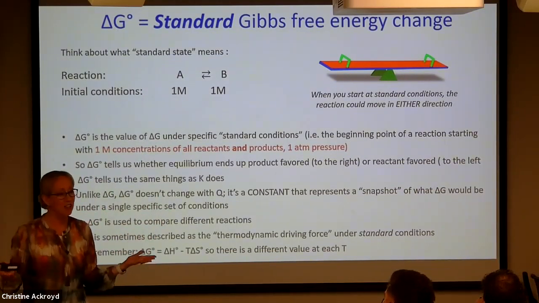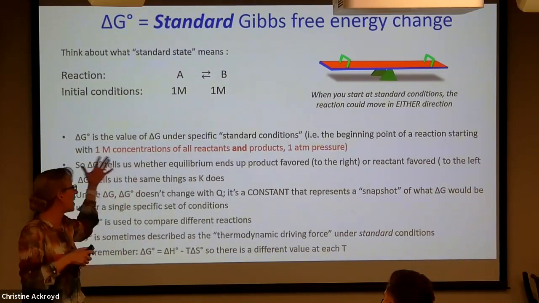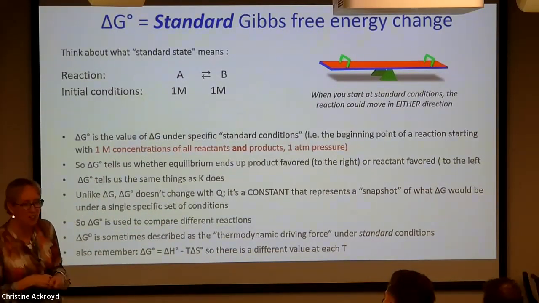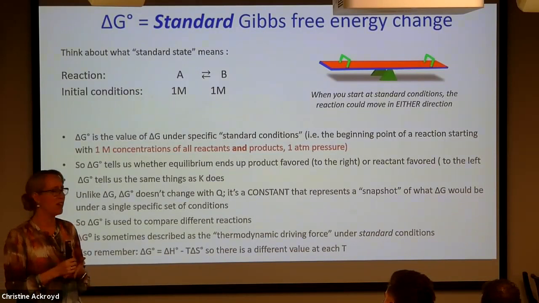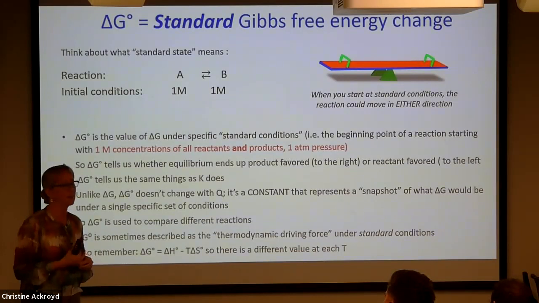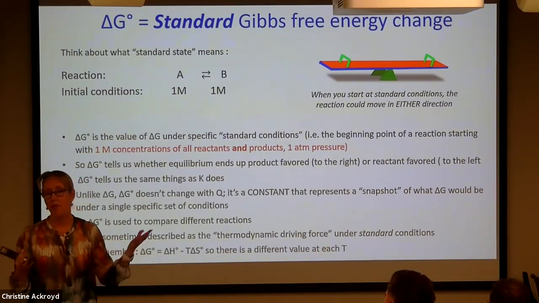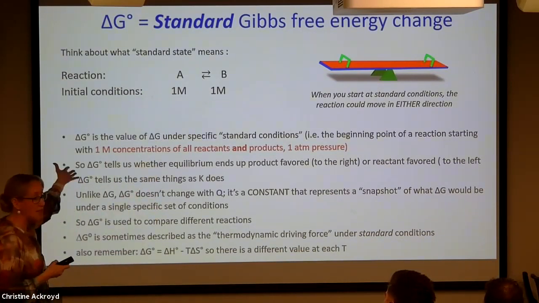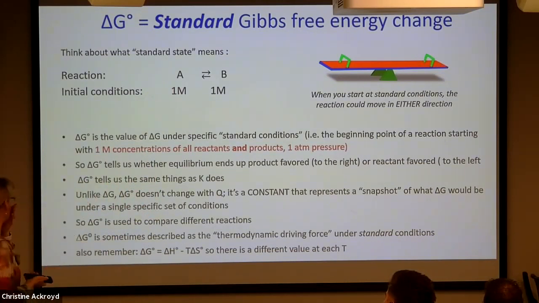And every reaction has a delta G naught that represents what delta G would be if you set up a reaction under those conditions. Do we usually set up a reaction under those conditions? Hardly ever. For one thing, one molar is such a high concentration that some of those solutions would be thick. And it's expensive, because why would you want to put that much material in? So we don't typically set them up under those conditions. But we do have a delta G naught for each reaction that says, what would delta G be under those conditions?